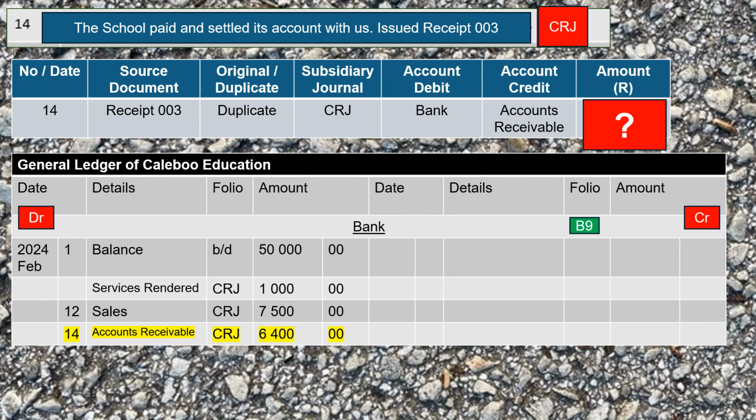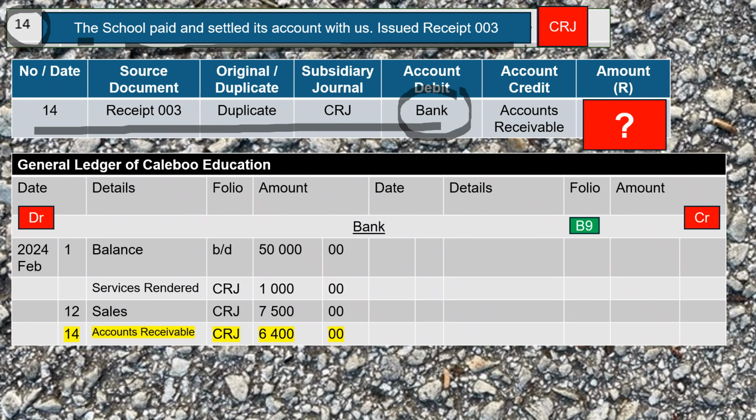Next one. Now remember, the school was a debtor and the school on the 14th is going to pay us. The school paid and settled its account with us. Issued receipt 003. This transaction was recorded in the table. Bank, because we're receiving money, increase in assets, was debited. The account that was credited was accounts receivable. This is revision. You should know how to do this. We've done quite a few exercises and 2 tests on that.